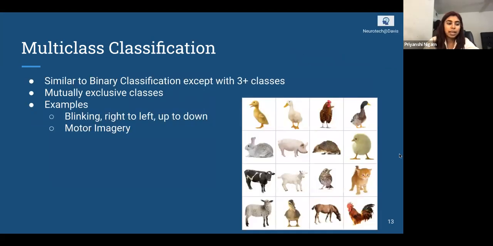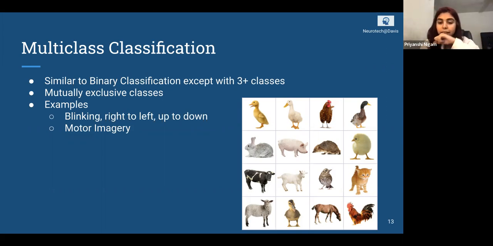Okay, cool. Now let's get into multi-class classification. So it's similar to binary classification. However, it's with 3 or more classes. So these would be mutually exclusive classes that you can classify. So one example is this picture over here. We have ducks and rabbits and all sorts of animals, and it would be able to classify all these animals into their appropriate categories.